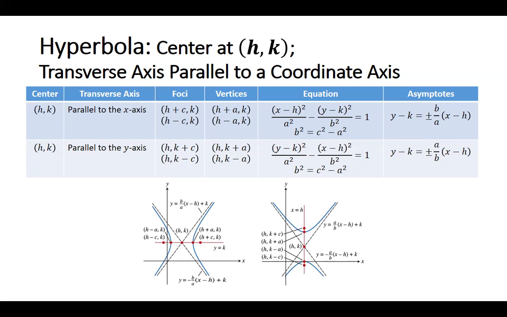If the transverse axis is parallel to the y-axis, then the foci are at (h, k plus c) and (h, k minus c). Vertices at (h, k plus a) and (h, k minus a). The equation is y minus k squared over a squared minus x minus h squared over b squared is equal to 1, and y minus k is equal to plus or minus a over b times x minus h for the asymptotes. And for both of these, remember that b squared is equal to c squared minus a squared. And you can see my little drawings down at the bottom for that. So let's go to work interpreting this.